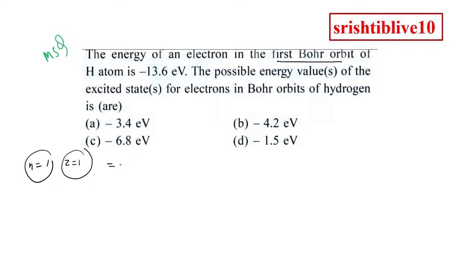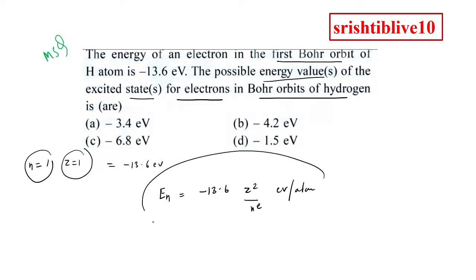Okay, this value is minus 13.6 electron volt. The possible energy values of the excited states for electrons in Bohr's orbit of hydrogen atom. What is the formula of energy, everyone? Energy is equal to minus 13.6 Z square by n square electron volt per atom. Okay, this is the energy.